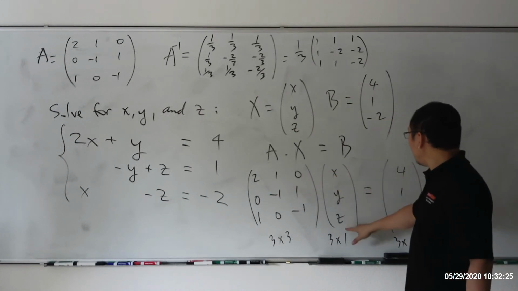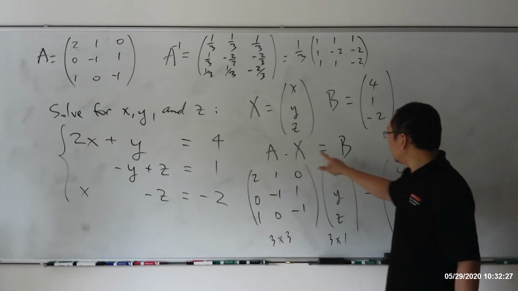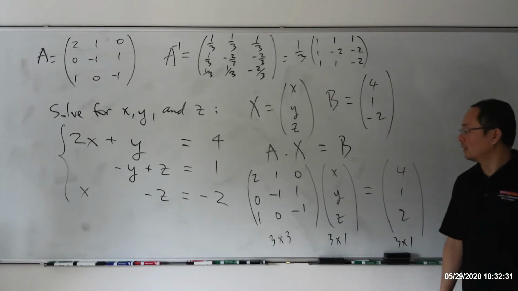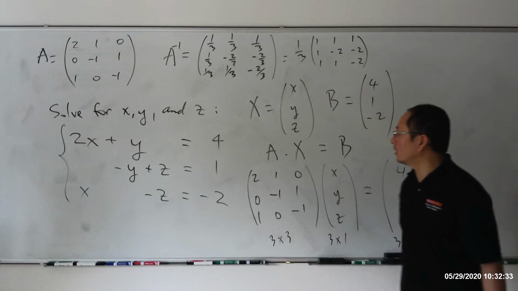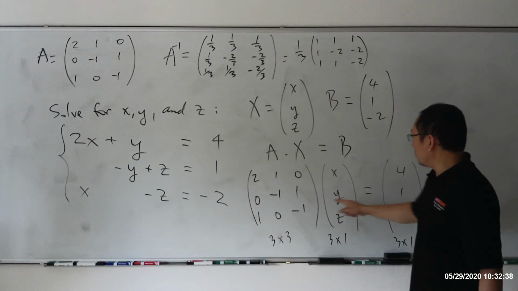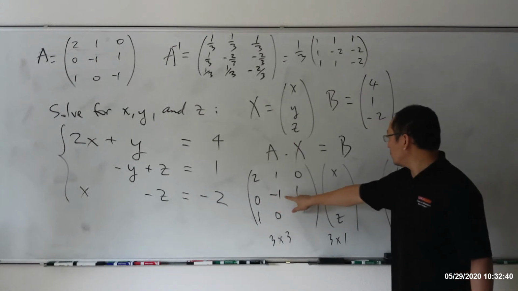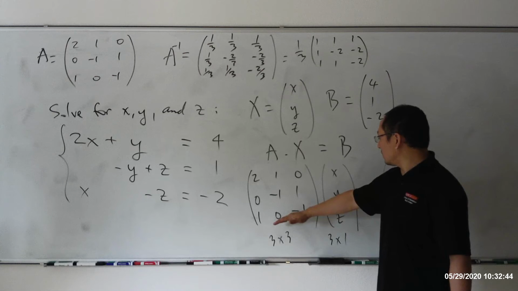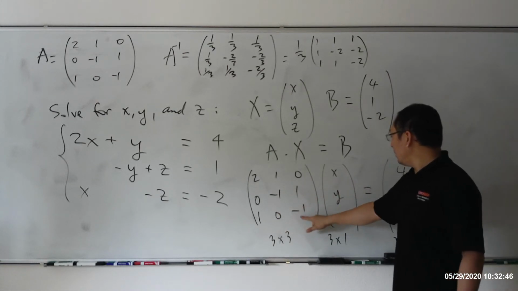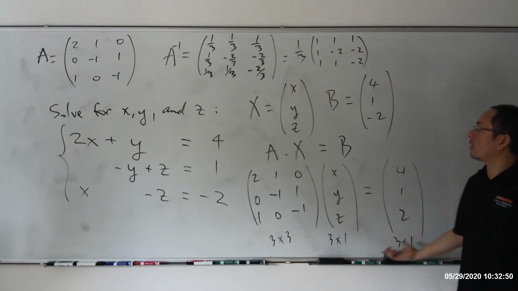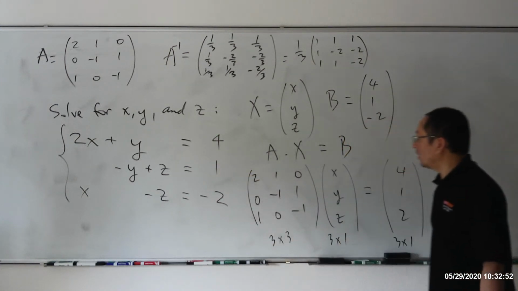Row 1 times column 1, you got number 4, right? 2x plus y plus no z equal to 4. This is the first equation. Second equation is what? Row 2 column 1 right here is equal to 1. Check it out: no x minus y plus z equal to 1. And then the last row is what? 1x, no y, negative z equal to 2. So really this matrix multiplication represents the system of linear equations that you have right here.